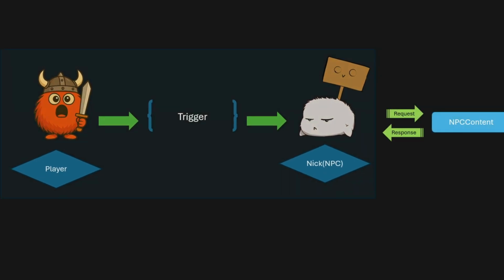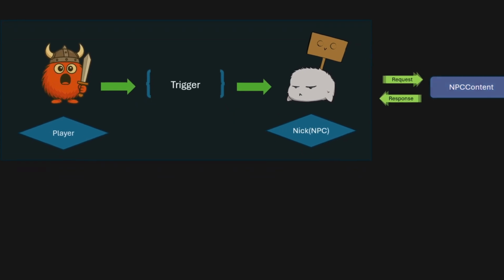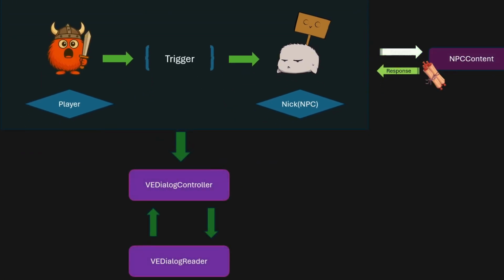We start by getting our content data from the NPC content. We can see this by making a request to NPC content and getting a response from NPC content. This will be our dialog data. Now that we received our data, we then need to pass this to our VE dialog controller. This controller manages dialog data, deciding what shows up, when it shows up, and when to start or stop the whole thing. Then comes our VE dialog reader.